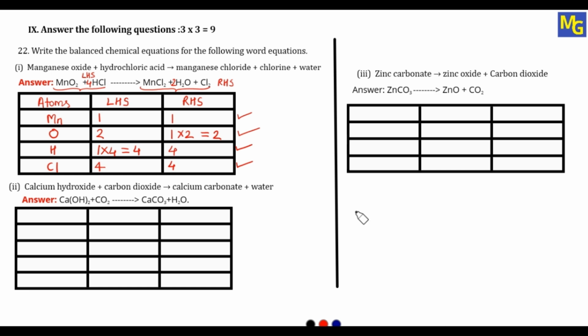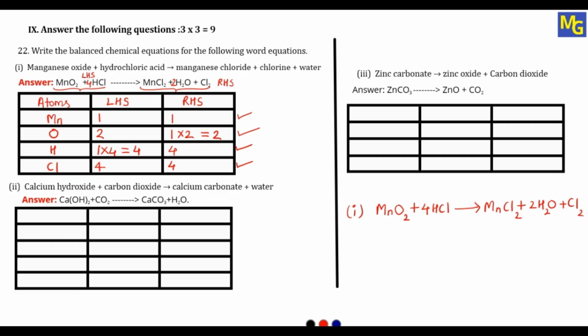So our first balanced reaction we can write here: MnO2 plus 4HCl gives MnCl2 plus 2H2O and we got Cl2. So this is our balanced first reaction.